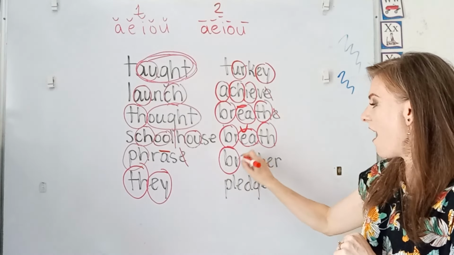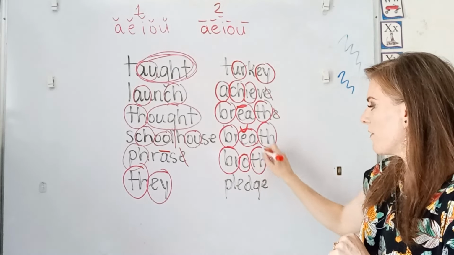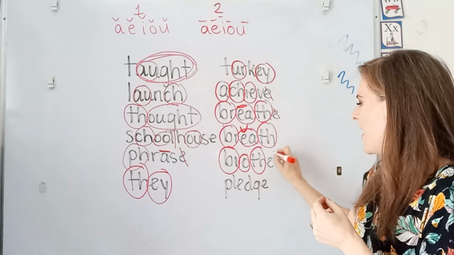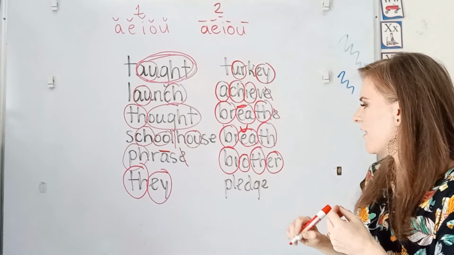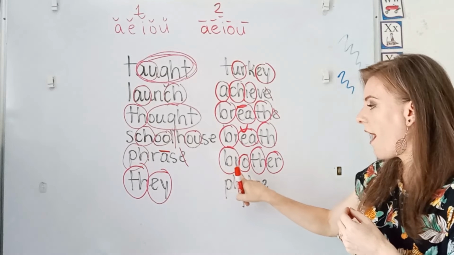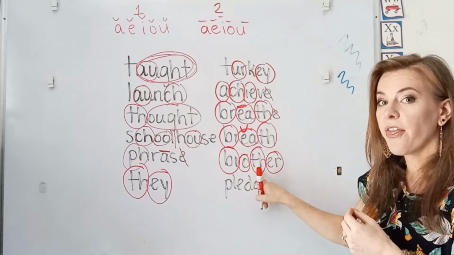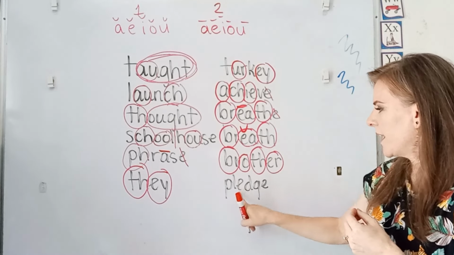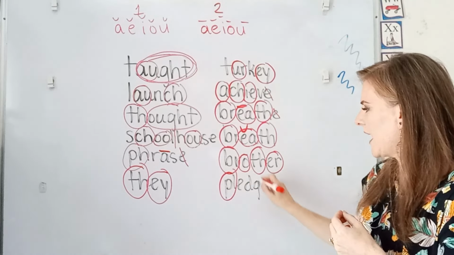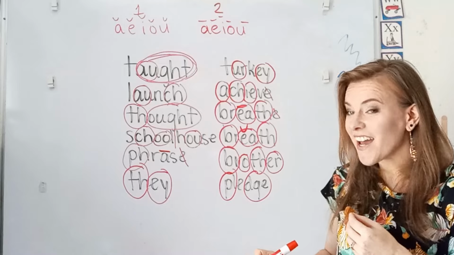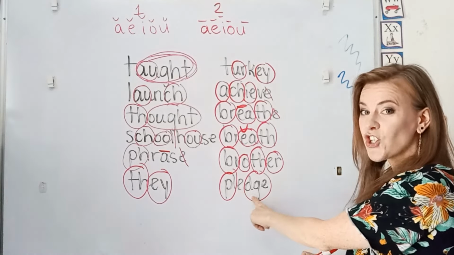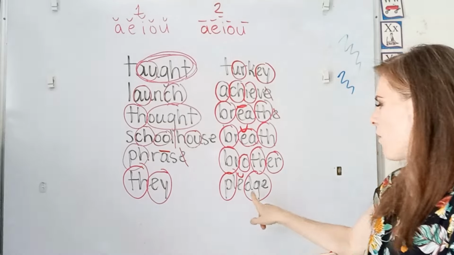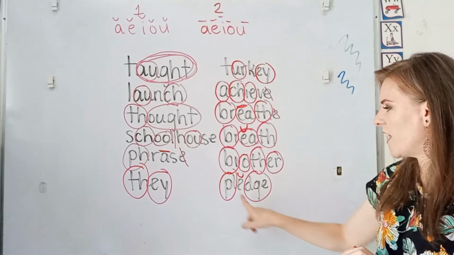Okay? Here we have the shovel, and thick. It's a soft TH. Brother, brother. Here we have the pl in plain, the j in fudge. And what comes before the j in fudge? The vowel is short. It is a short vowel before the D-G-E in fudge.